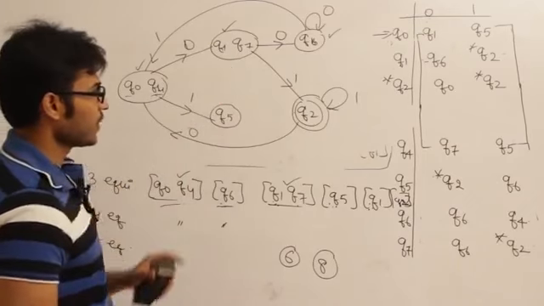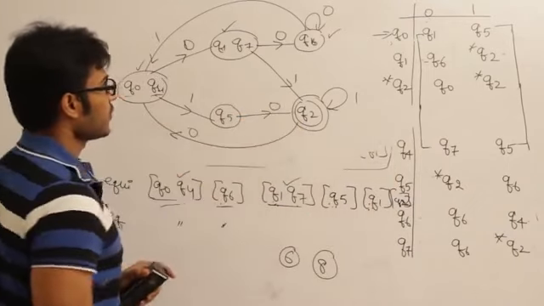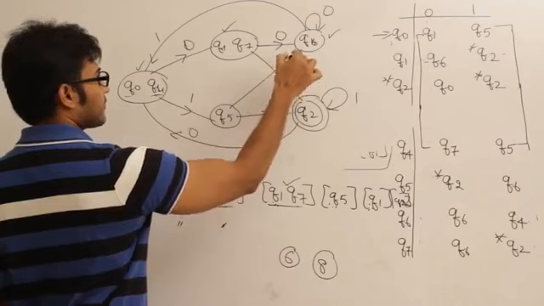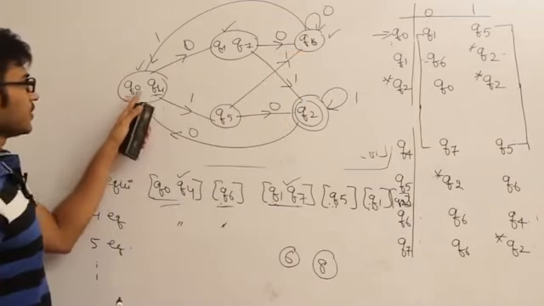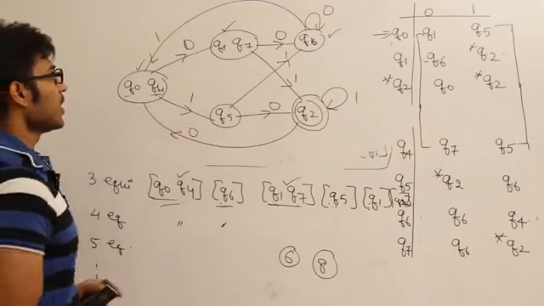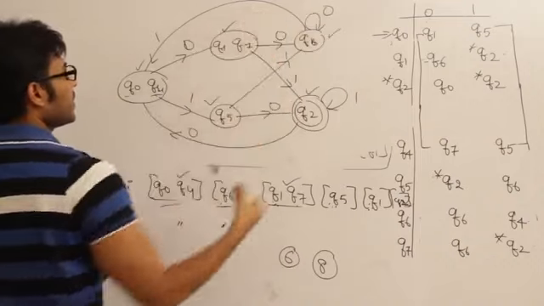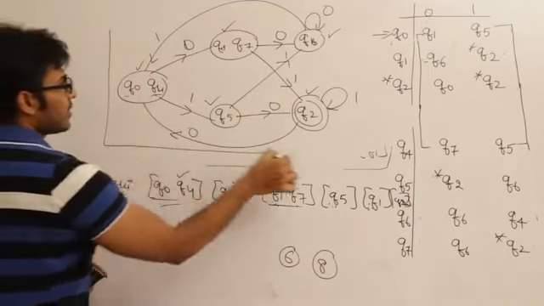So next one is Q5. Q5 on 0 is going to Q2 and Q5 on 1 is going to Q6. So once you are done with Q0, you need not write again for Q4. Once you are done with Q1, you need not do it again for Q7. So this one is complete, all are complete. So this is the final diagram.